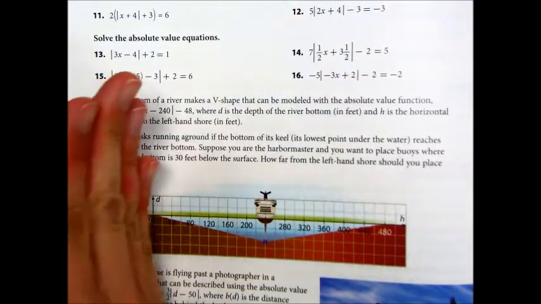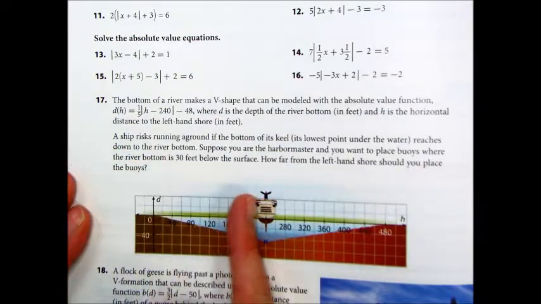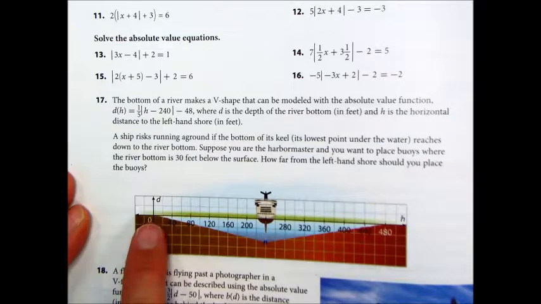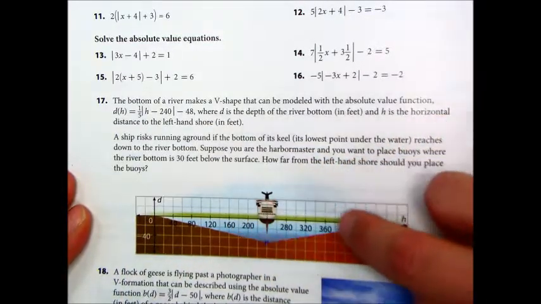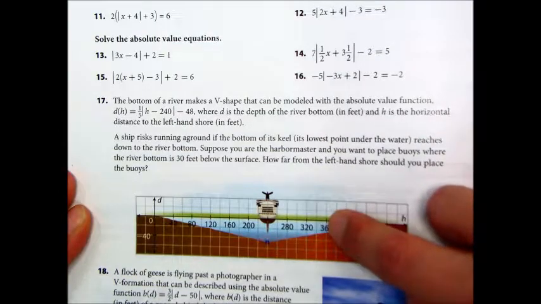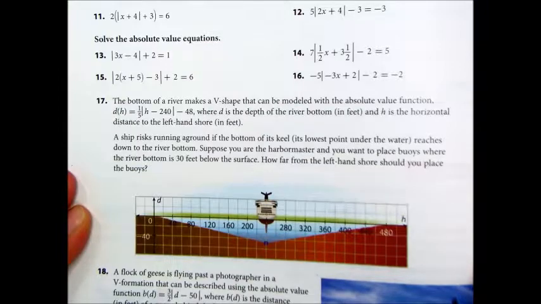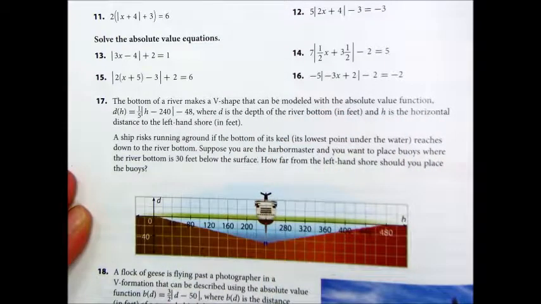So see how here's the left-hand shore and it numbers over from here, and they call that H horizontally. Like so when I'm here, I'm 160 feet from the left-hand shore. Here, I'm 360 feet from the left-hand shore. It's how far are you from the left-hand shore. So D is depth, H is horizontal distance from the left-hand shore.